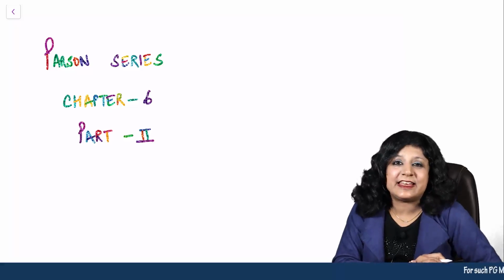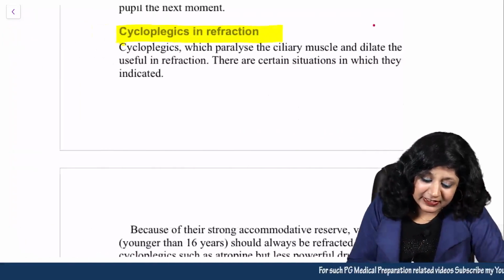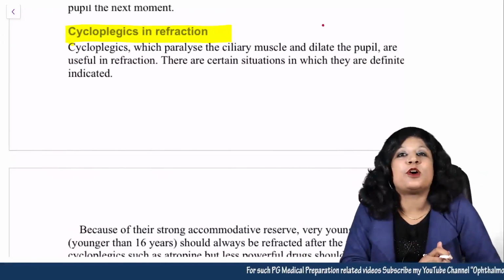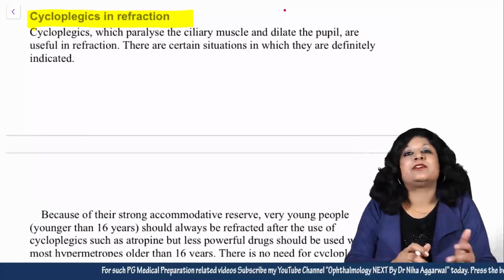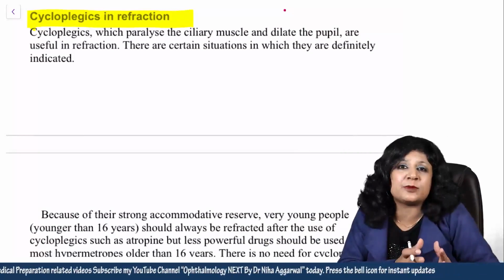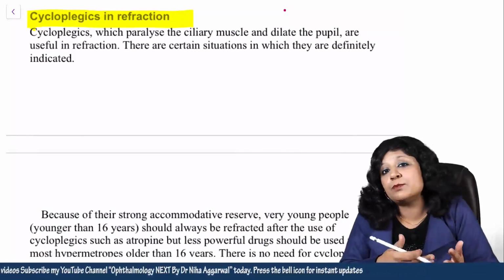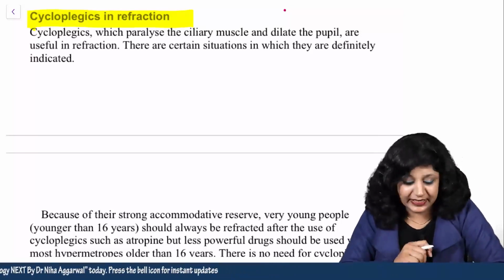Welcome to the Parson series, and this is part 2 of chapter number 6. So if you remember, last time we discussed the beautiful concepts of retinoscopy. Today we will be continuing with the cycloplegics in refraction. As you know, we always use the mydriatics and cycloplegics to get more accuracy while doing the refraction. So let's see the minor details in it.